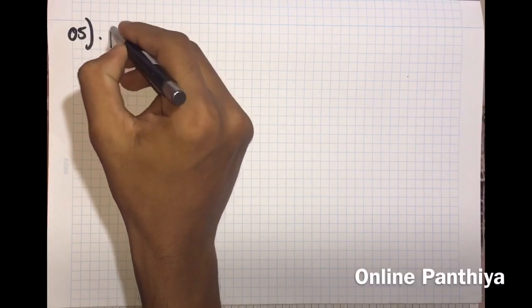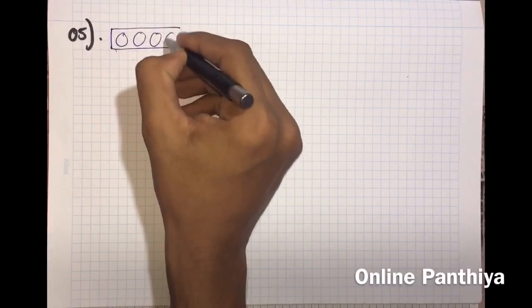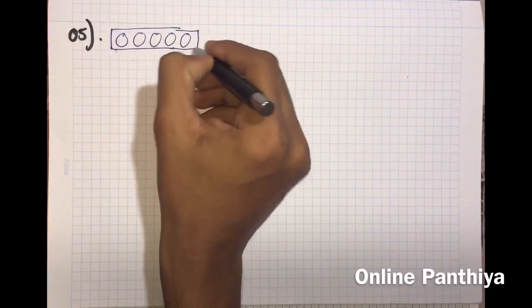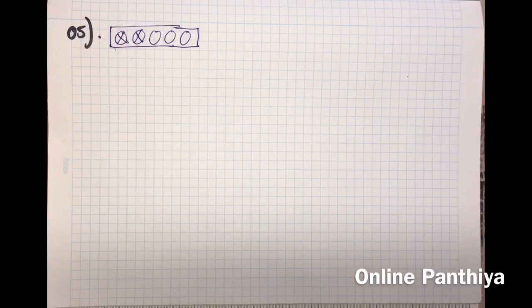Now you have a box. Altogether, how many bulbs are there? 1, 2, 3, 4, 5 bulbs. Out of these, 2 are burnt out. So I mark that 2 burnt. And what are they saying here? A bulb is drawn randomly from the box and examined, and without replacing this bulb, another bulb is drawn randomly from the box and examined.